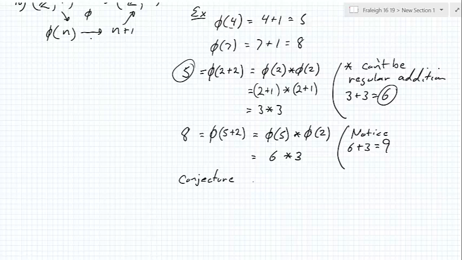that m star n is almost regular addition, m plus n, but it always comes out one too many in terms of making it an isomorphism. So I'm going to say m star n is equal to m plus n minus 1. And I'm going to test my conjecture.